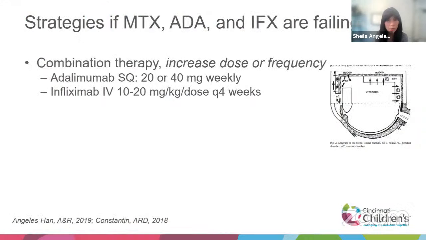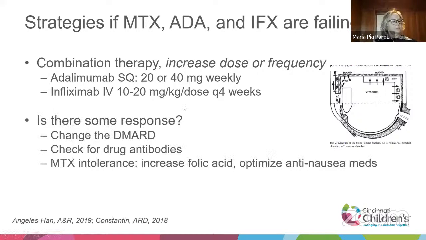If your conventional treatments are failing, there are some strategies that you can use. So combination therapy is important. And I think that increasing the dose or frequency, a lot of us know about the importance of bridging the blood-ocular barrier and the immune privilege of the eye. So I think that increasing the dose or frequency for children with uveitis is important. In our practice, we use adalimumab as frequently as 40 milligrams weekly. We have given infliximab anywhere from 10 to 20 milligrams per kilo per dose every 4 weeks. I personally use up to 50 milligrams per kilo per dose every 4 weeks.